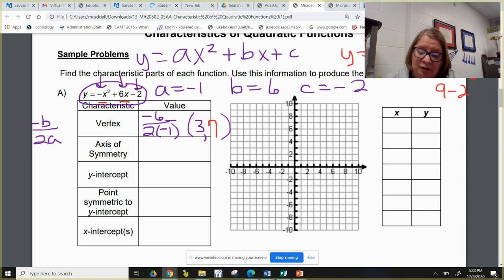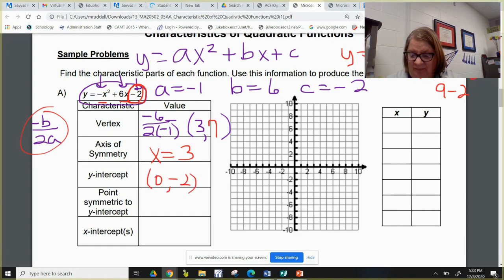So it says to use these parts to produce the graph. Let's do the other parts first. Axis of symmetry, we look back on your chart. What does it say about axis of symmetry from standard form? It says x equals -b over 2a. Well, we already found -b over 2a. It was 3. The y-intercept is told from our equation. The chart says 0, c, so this is 0, -2.